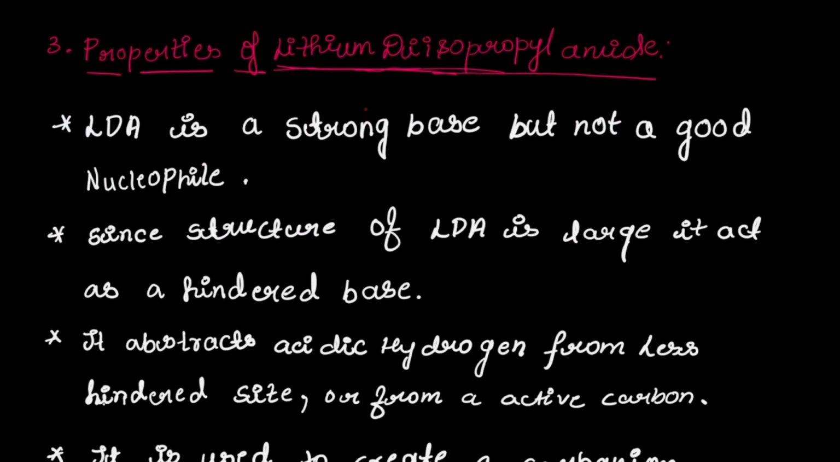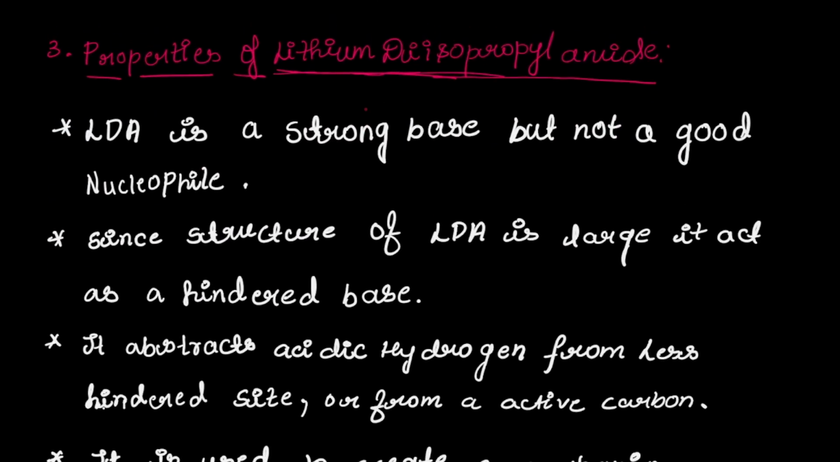Next, the properties of lithium diisopropylamide. LDA is a very strong base, but it is not a good nucleophile. Since it is a very strong base, it can abstract hydrogen, but it does not act as a very good nucleophile. That is, it cannot be used for addition of nucleophiles or in any nucleophilic reactions. The second point is the structure of LDA is very large. It contains two propyl groups, and the structure is somewhat large, and it acts as a hindered base.